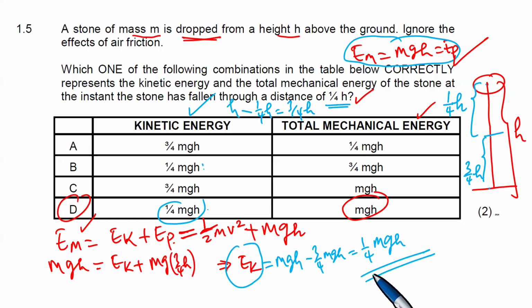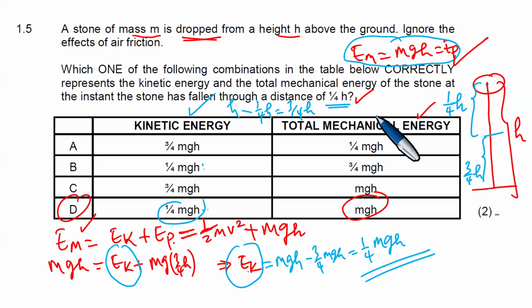1/4 of mgh. So this 1/4 of mgh is the kinetic energy. We just made kinetic energy the subject of the equation here, because the potential energy at this point is going to be subject to the height. The height is 3/4 of h, but the total mechanical energy at the full height is mgh. Now, making kinetic energy the subject of this equation, it becomes mgh minus 3/4 of mgh, which is 1/4 of mgh. So the kinetic energy is 1/4 of mgh.